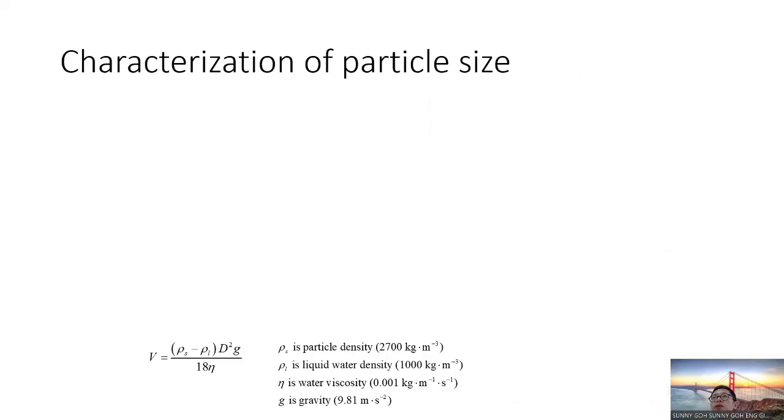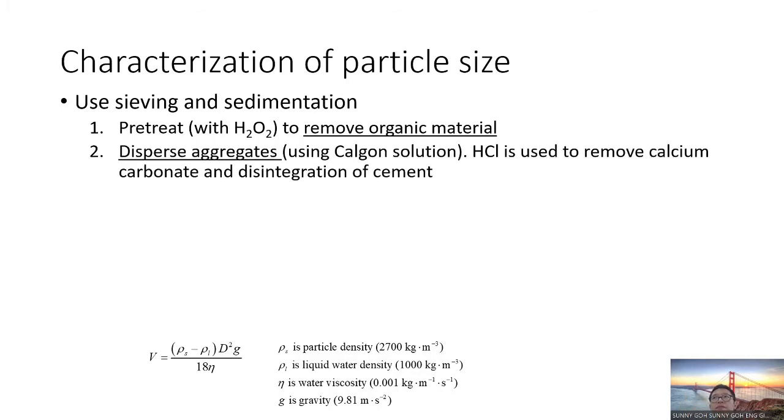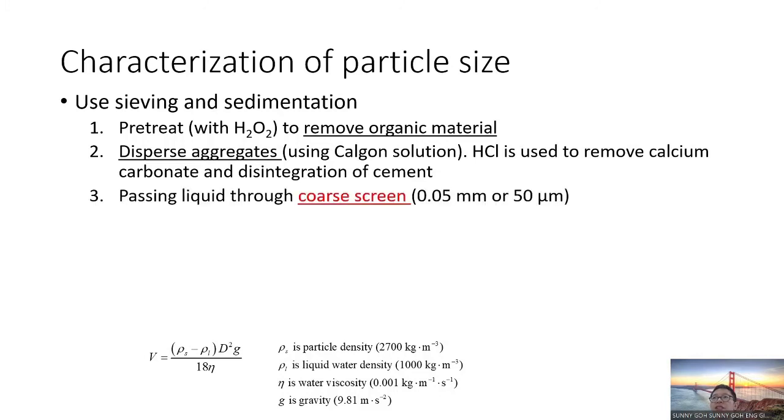Now we can talk about the characterization of particle size. We use sieve and sedimentation. So first, the soil needs to be pre-treated with hydrogen peroxide to remove organic material. And we have to disperse the aggregates. Sometimes the soil is very sticky, it sticks together like a lump, like a cementation. So we use Calgon solution to remove the aggregates. We also use HCl to remove the calcium carbonate, which causes the cementation. So in this case, we disintegrate the cement.